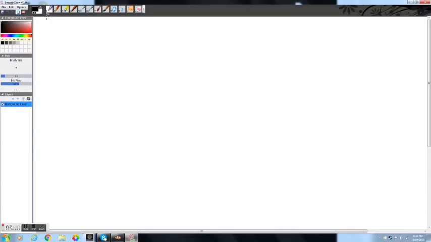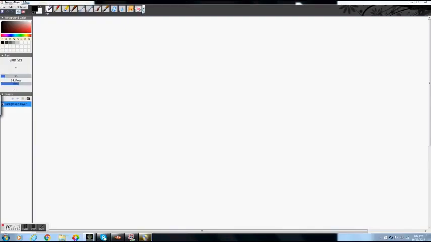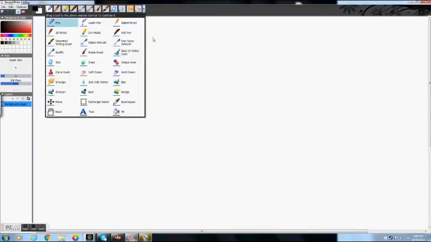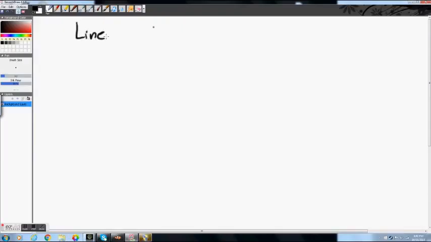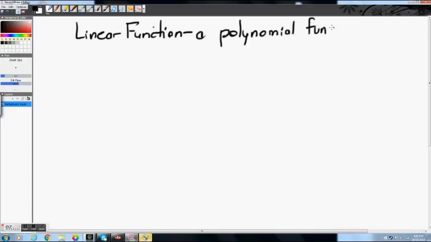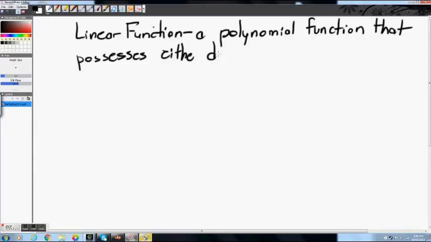Today, we'll be looking at linear functions. So, a linear function is a polynomial function that possesses either degree 1 or 0.